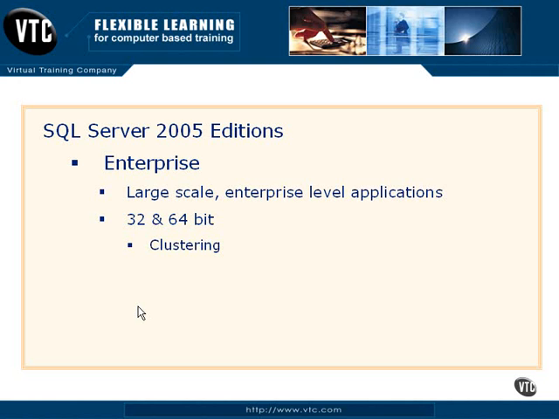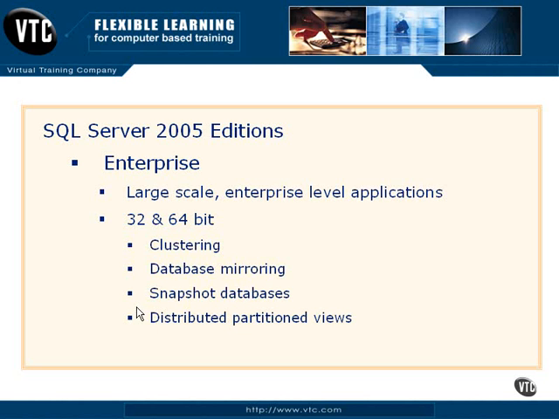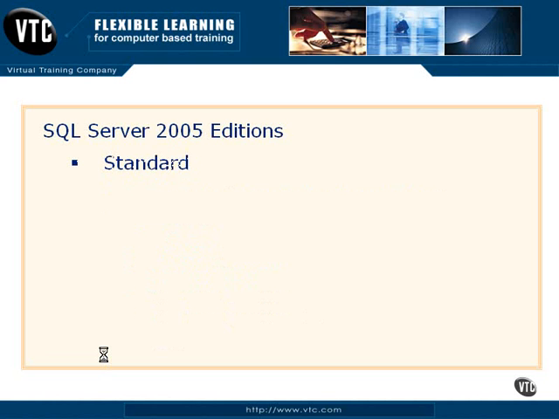Now, what do you get with Enterprise? You get clustering capabilities, database mirroring capabilities, snapshot database functionalities, distributed partition views. We won't deal with all these things in this course, but just know that this one gives you everything you need, trust me. There's a whole lot more stuff involved in Enterprise. The version that you're seeing in this course, by the way, just for your information, is Enterprise, although we certainly won't take it to its limit in this course.